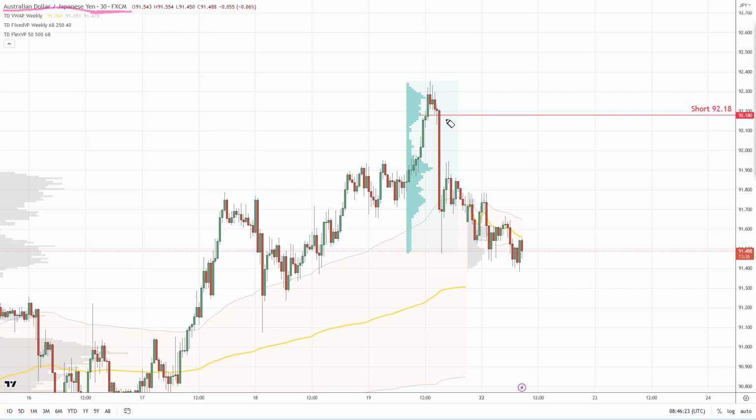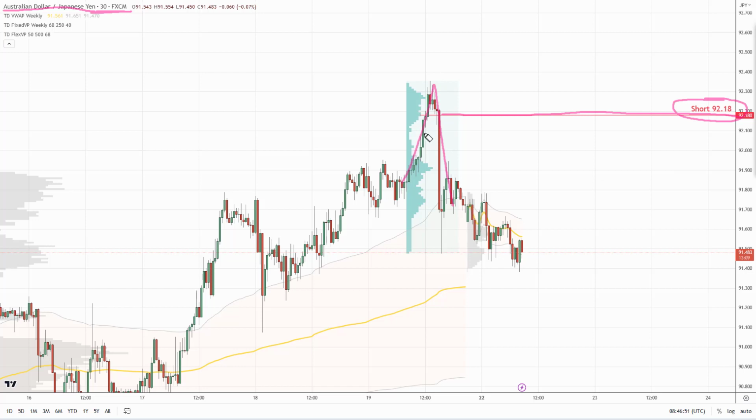And I want to talk about newly formed resistance, which formed in here at 92.18. This resistance is based on a volume profile setup, which is called the rejection setup. The setup goes like this. You need to see a rejection of higher or lower prices like this one. This is a rejection of higher prices.